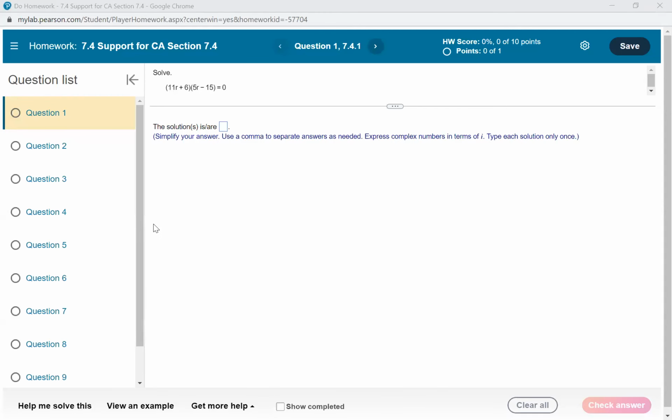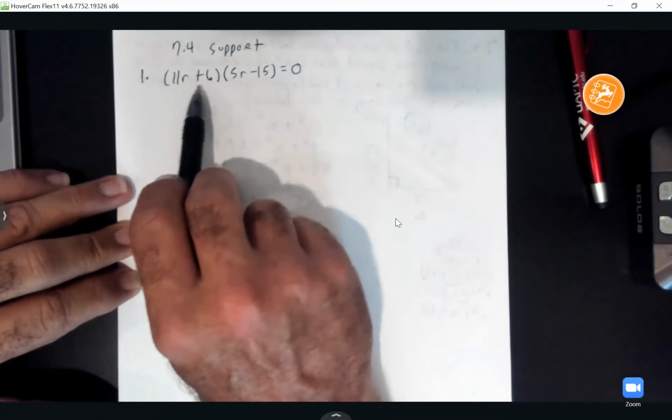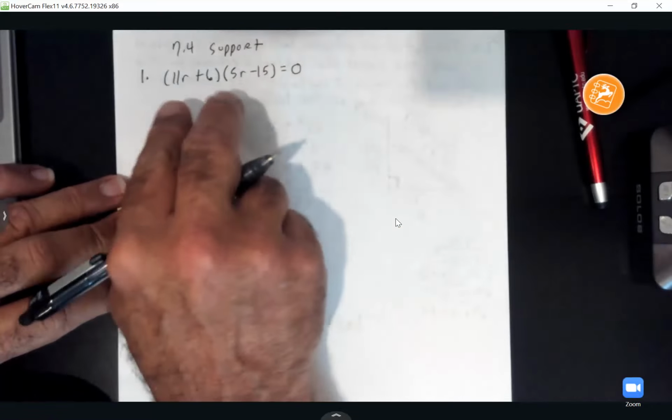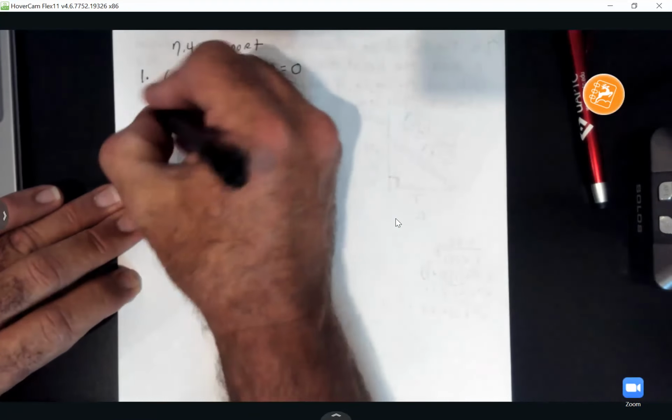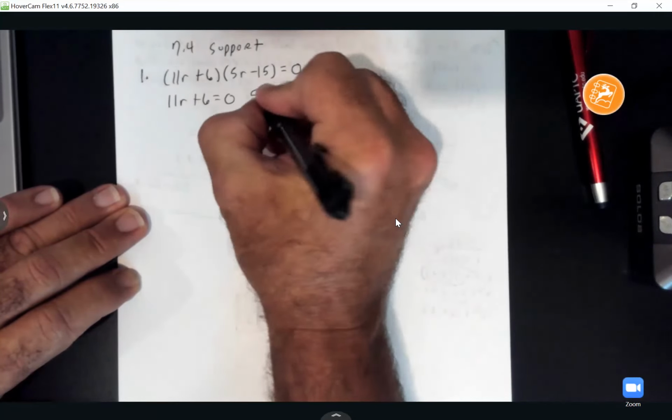All right, so I'm going to write this problem down real quick. I got 11R plus 6, and then in the second parentheses, 5R minus 15 equals 0. So this support was just getting you ready for the problems where I factored earlier. This one's already factored and in parentheses. So they was just wanting you to realize that if you got stuff factored equal to 0, you would set both these factors equal to 0 to solve.